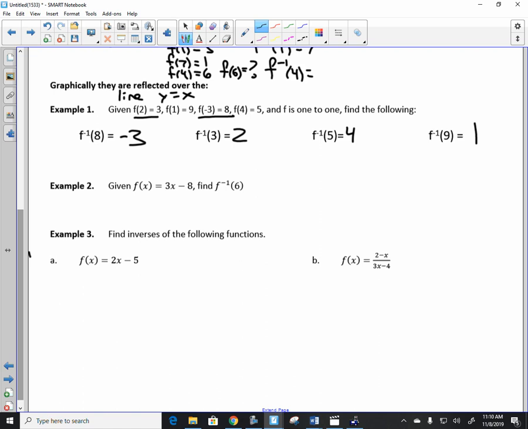This is a little bit different. Given the function f of x is 3x minus 8, find f inverse of 6. So again, I have a y value of 6. I'm looking for the x value. Any idea how I can do that? Do I put the 6 in for the x, or do I put the 6 in for the f of x? So 6 equals 3x minus 8. Or 14 is equal to 3x. So f inverse of 6 is 14 thirds. That's the result.